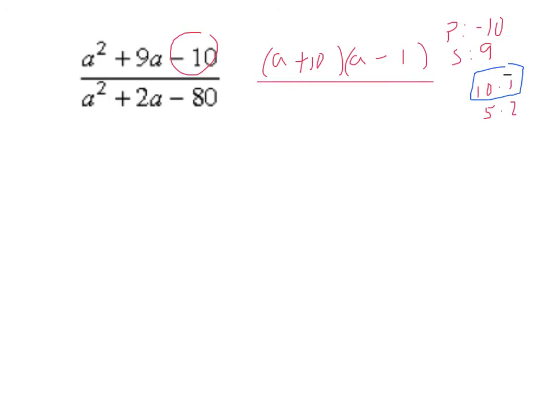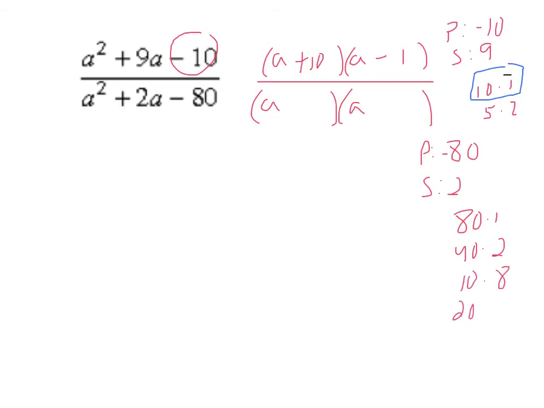On the bottom, same scenario. A goes first. 80 is our product, negative 80. Sum of 2. So 80 times 1, 40 times 2, 10 times 8, 20 times 4. We're looking for a negative 80, so one of these has to be negative.